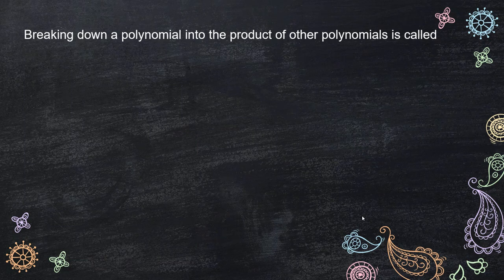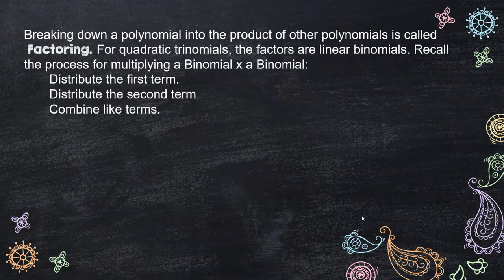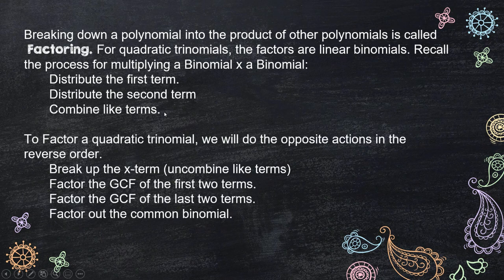Well, this process of breaking down the polynomial into the product of other polynomials is called factoring. And for quadratic trinomials, the factors are linear binomials. So remember the process for multiplying a binomial times a binomial. You distribute the first term, then you distribute the second term, and you combine like terms. And you might have heard of the acronym FOIL for that process. So the process of factoring will just be doing the exact opposite. So we're going to go in reverse.